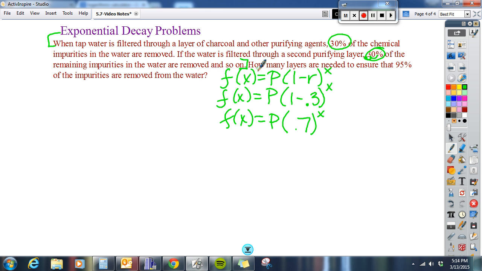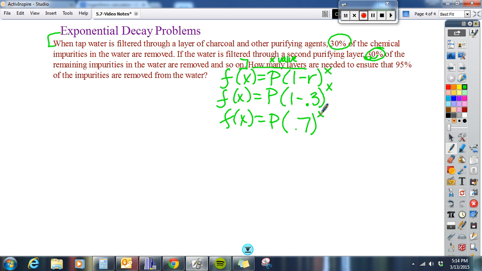So the question's asking, how many layers are needed to ensure that 95% of the impurities are removed from the water? Okay. How many layers are needed? You'll notice that this problem doesn't talk about time, it talks about layers. What affects this function is layers, and so how many layers is going to be an x value. That's our x value. Right? So it's asking for x here.